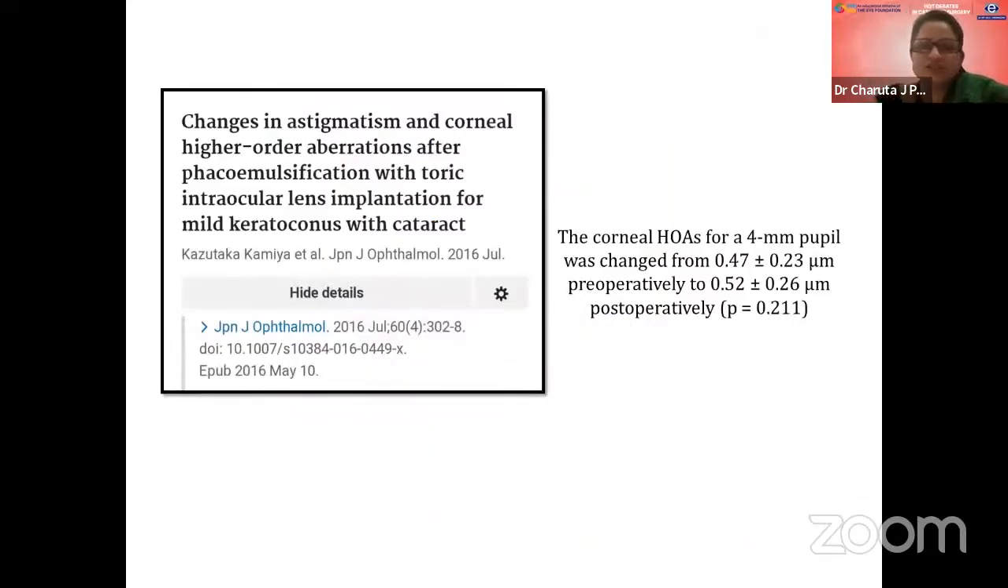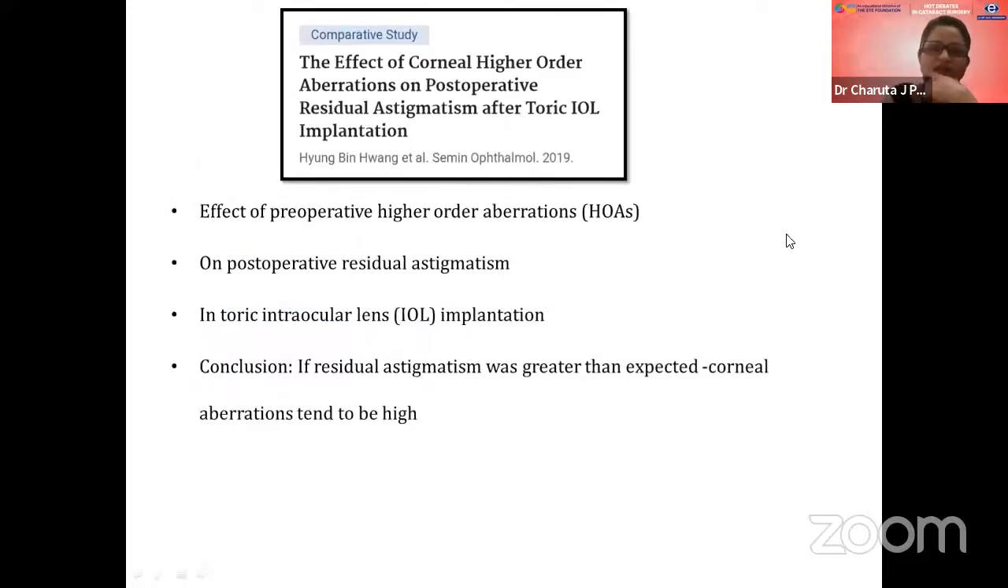So why is this important? This is another case series wherein the changes in astigmatism and corneal higher order aberrations after phaco with toric IOL implantation for mild keratoconus was checked, and they showed that the corneal higher order aberrations were changed from 0.47 to 0.52 post-operative, which is not statistically significant, but however, it was a slight increase in the HOA.